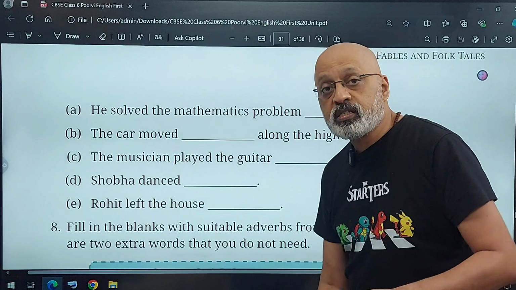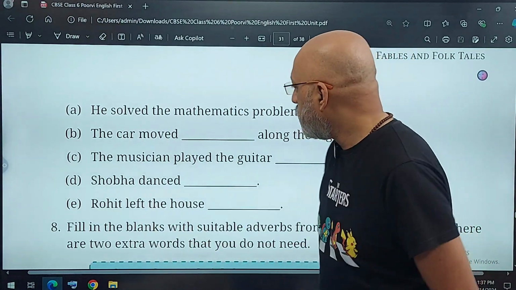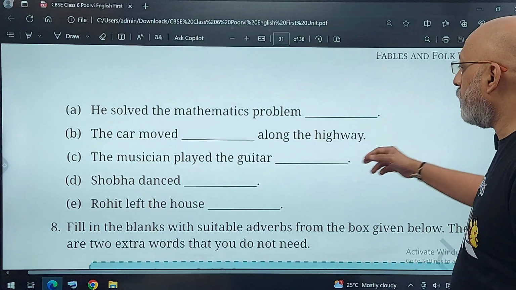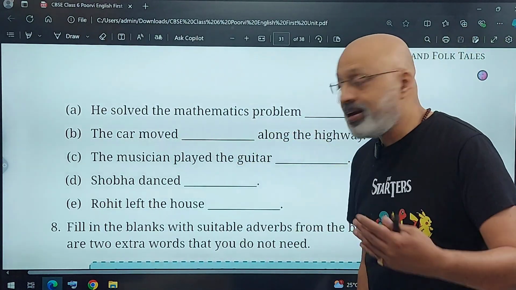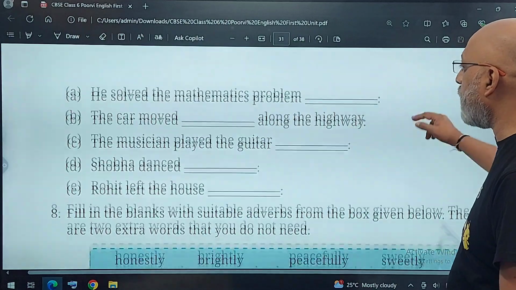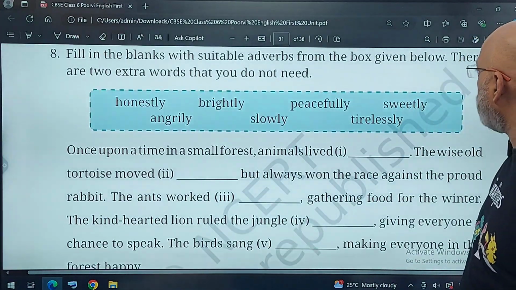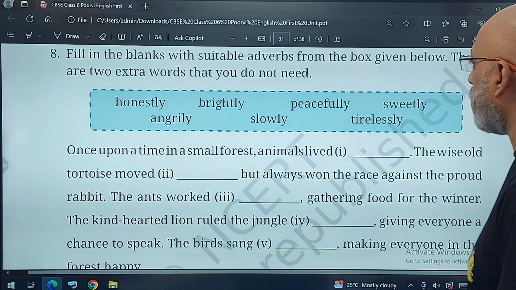So Shobha danced gracefully. Gracefully means काफी कला के साथ, right? So that's how the car moved hurriedly along the highway. यानी कि काफी स्पीड पर गया. ये बाकी के तीन आप खुद कीजिए. Okay. Fill in the blanks with suitable adverbs from the box given below. There are two extra words that you do not need.